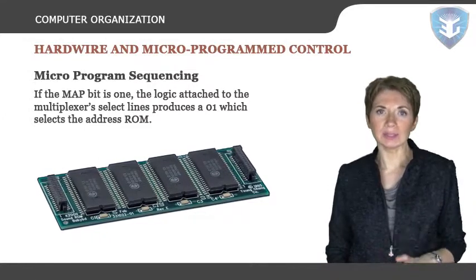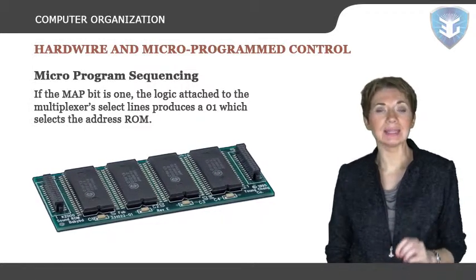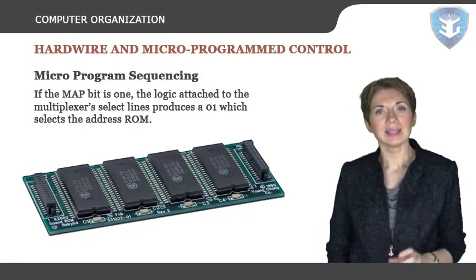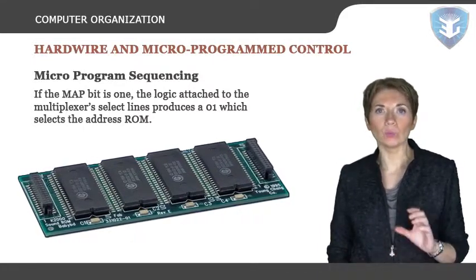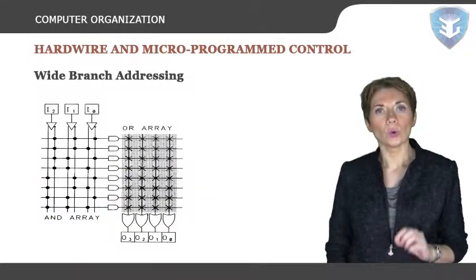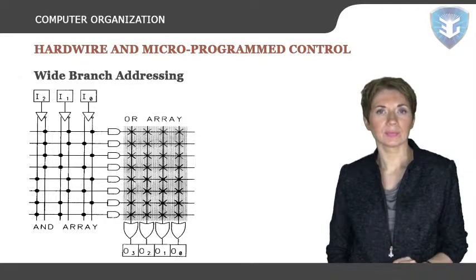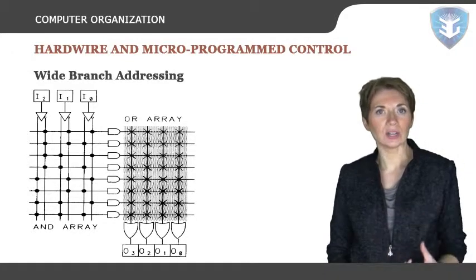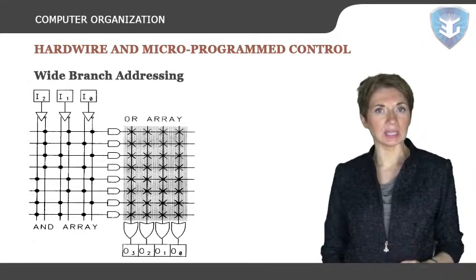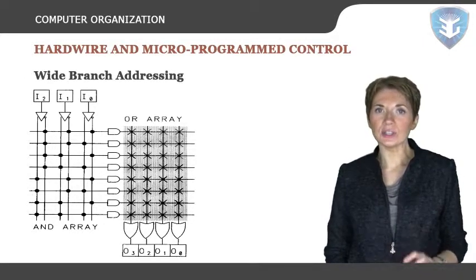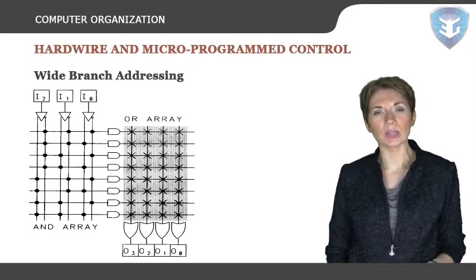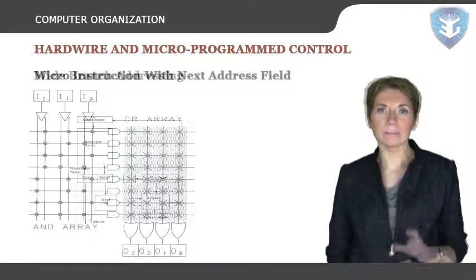It should be clear that the map bit must be set in the last microinstruction of the fetch microroutine, since it is at that moment that one wants the newly fetched instruction to be executed. Wide branch addressing: generating branch addresses becomes more difficult as the number of branches increases. In such situations, a programmable logic array can be used to generate the required branch addresses.